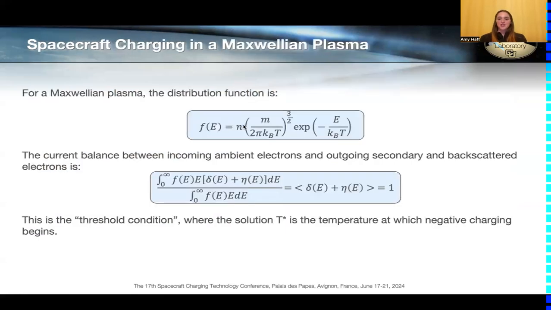First, I'll briefly discuss charging in a single Maxwellian plasma. The velocity distribution function is shown here, as well as a simplified current balance. The current balance is simplified to better explain the concept of the critical temperature, which is the temperature at which negative charging begins for a particular material. Only ambient electrons and the resulting backscattered and secondary electrons are accounted for in this equation.